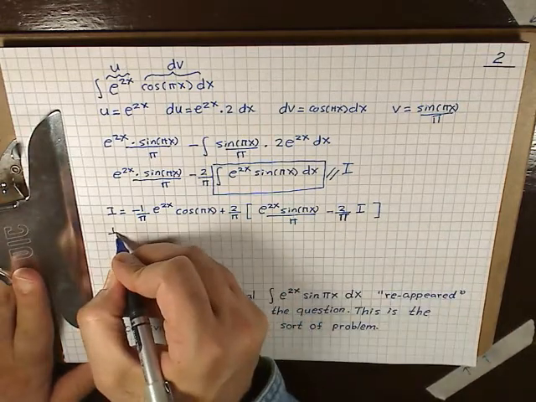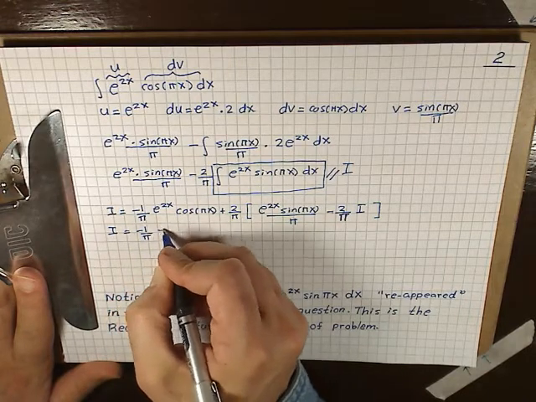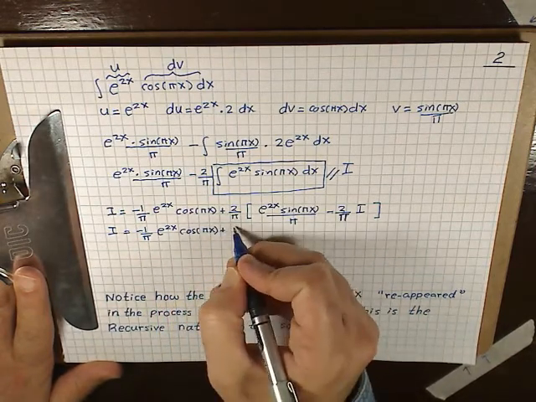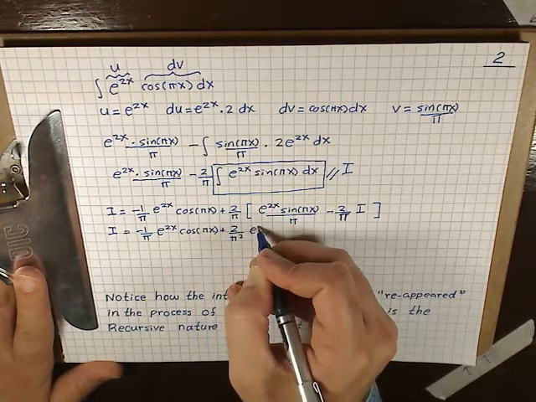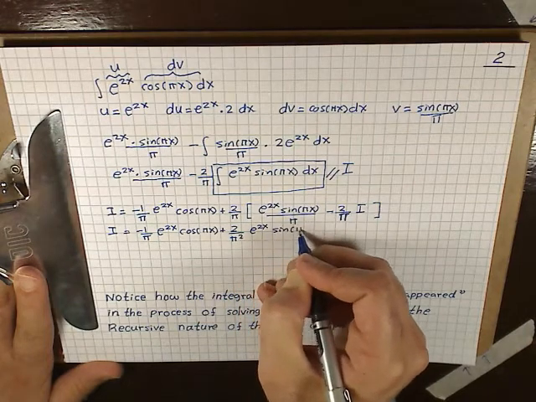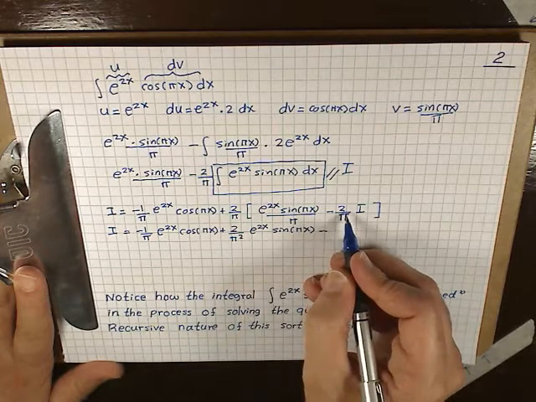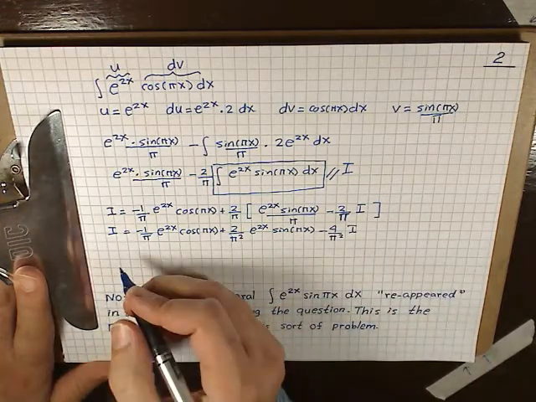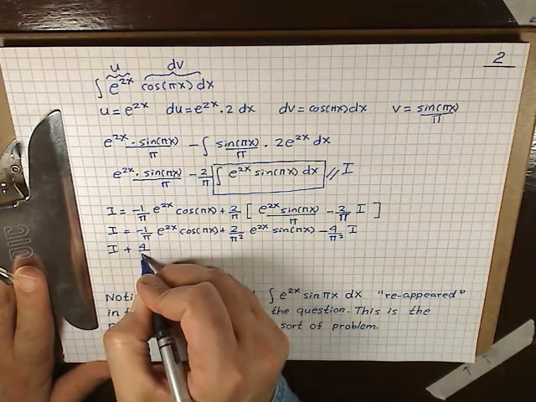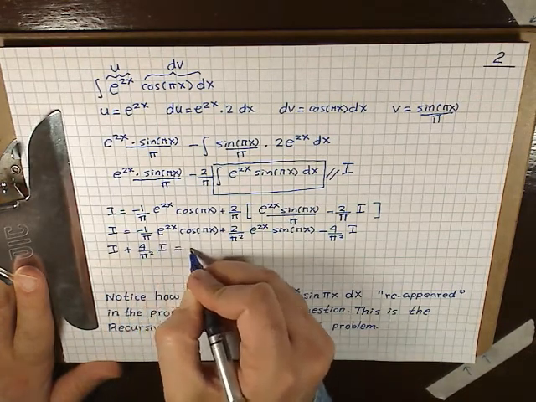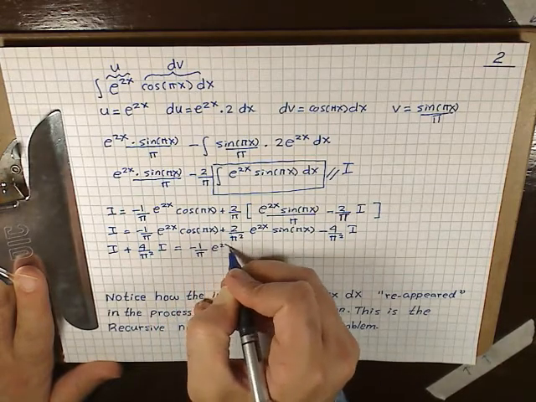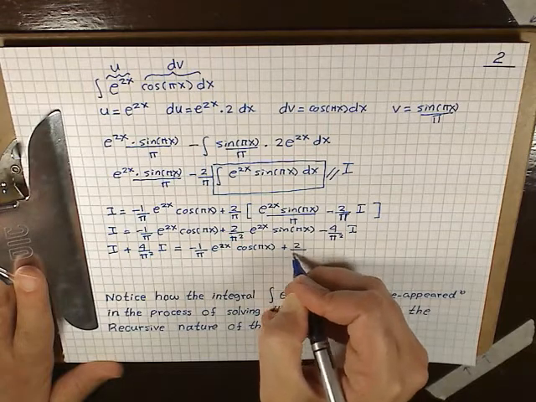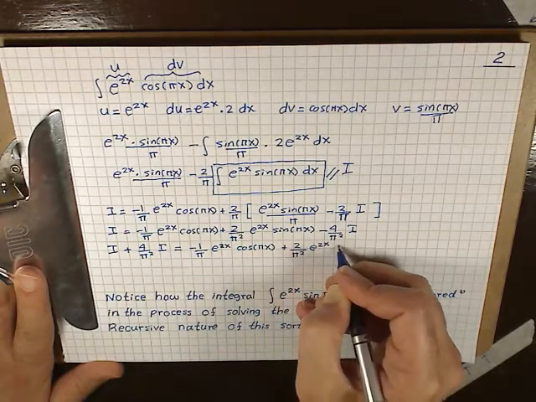Now let's simplify this. We get I is equal to negative 1 over pi e to the 2x cosine pi x plus 2 over pi squared e to the 2x sine of pi x minus 2 over pi times 2 over pi, that's 4 over pi squared, times I. Bring this term over, we get I plus 4 over pi squared times I is equal to negative 1 over pi e to the 2x cosine pi x plus 2 over pi squared e to the 2x sine pi x.